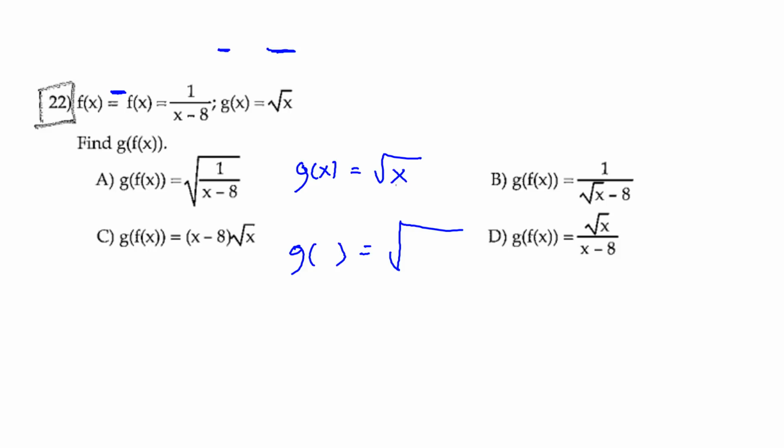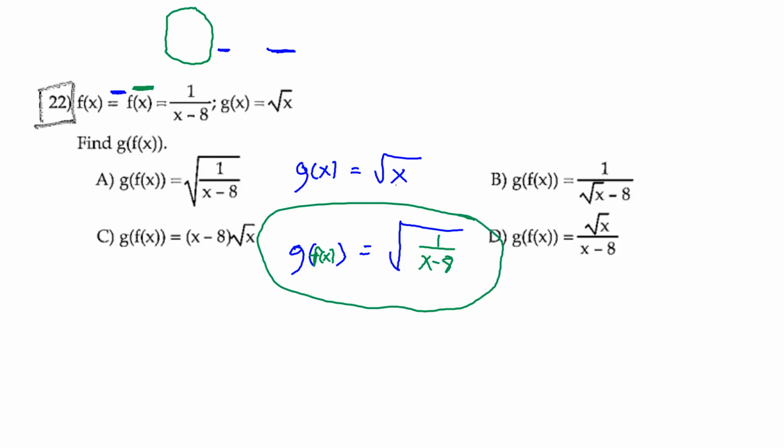Let's say that we were to follow what it says here, which is we're inputting an inside function. So the inside function here is f of x. In other words, on the inside, we're putting 1 over x minus 8. So if our inside function is f of x, that means we're inputting 1 over x minus 8. So this is our composed function.